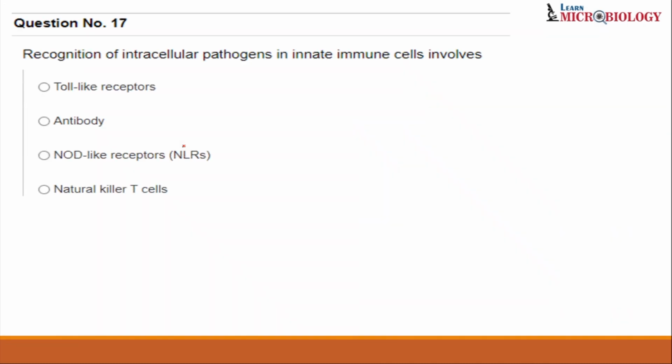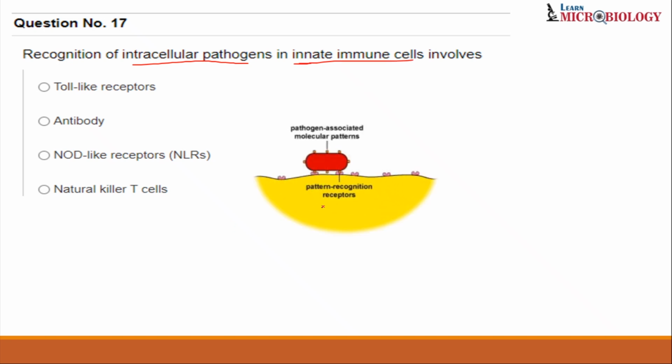Question 17. Recognition of intracellular pathogens in innate immune cell involves dash. To understand this, let's consider this particular diagram. The red one is the bacterium and this yellow one is your cell.